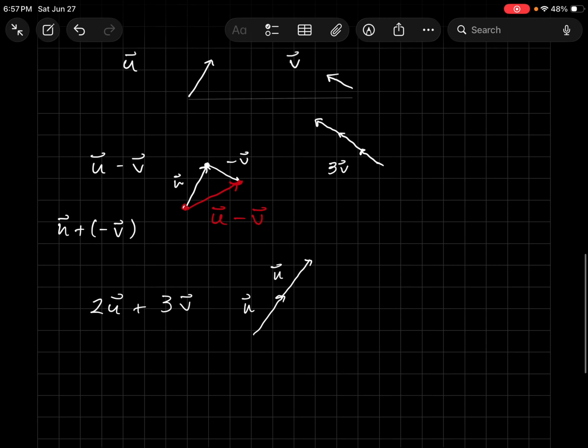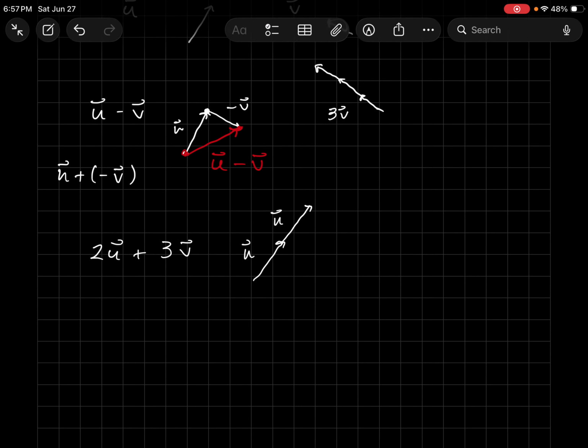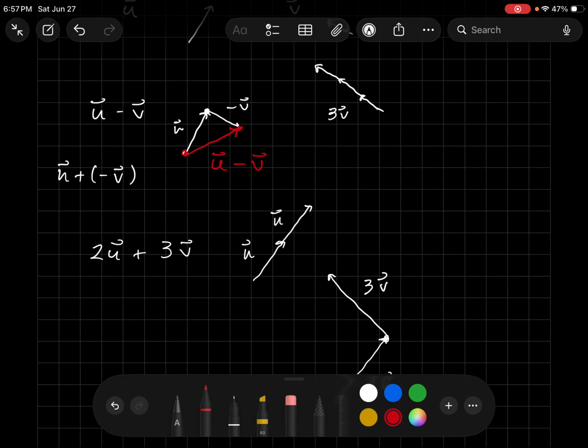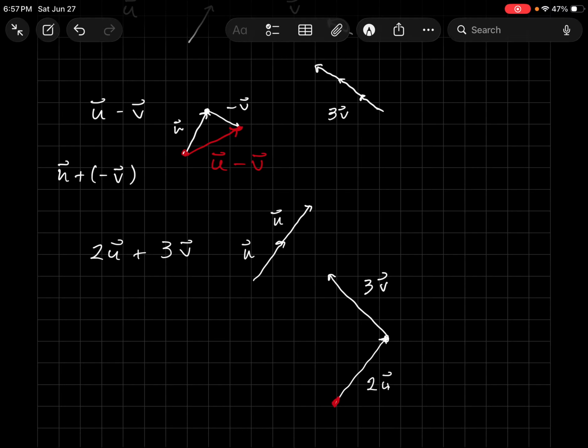So how would I draw 2u plus 3v? Well, let's simply do 2 u's. There we go, there's my 2u. And then I'd take my 3v and start it at the end of my 2u. And then, as always, to get the vector that I want, I start where I started, I end where I end, and then I take the shortcut across. And that is my vector 2u plus 3v.